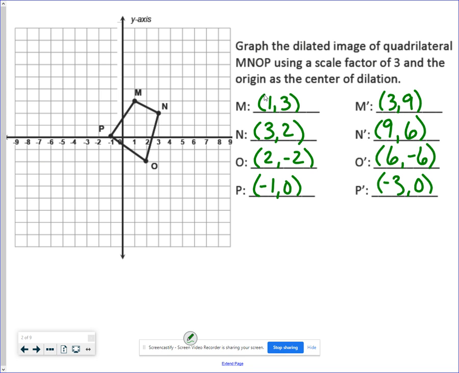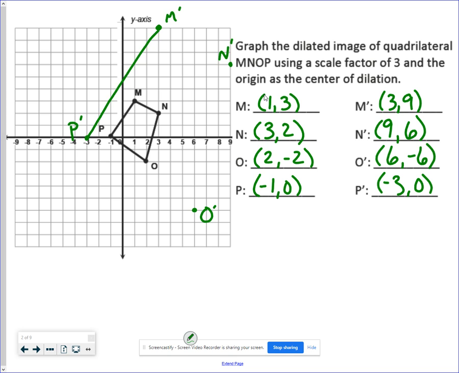Now notice the 0 part didn't change, right? That's what happens there. So 3, 9, right there at the top, that's going to be M prime. N prime would be at 9, 6, right here. O prime is going to be at 6, -6. And P prime is going to be at -3, 0. So then we should connect these.